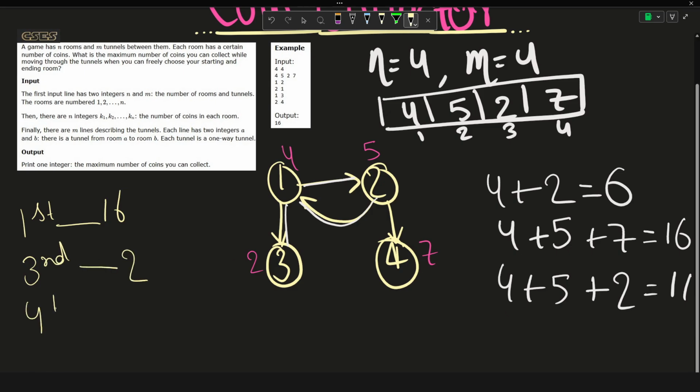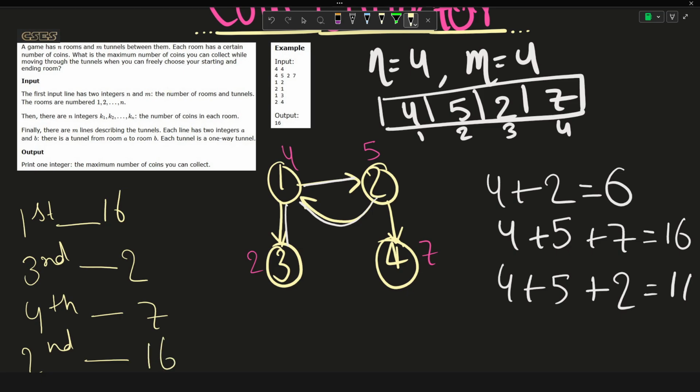Similarly, if we started from the fourth room, we again would not be able to go to any other room, so the maximum number of coins we would be able to collect is 7. And if we started from the second room, we would be collecting these 5 coins. Then through this path we would move to the first room and collect another 4 coins. Then from this path we come back to 2 and go to 4, collecting the remaining 7. So again the total would be 16, right?